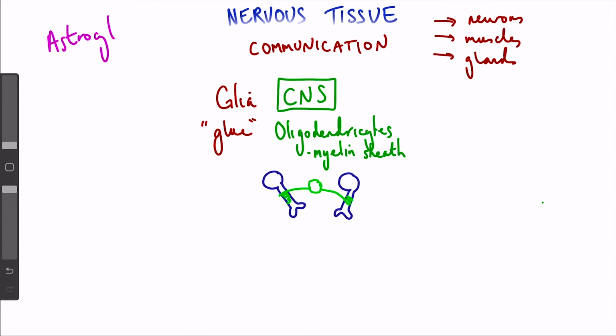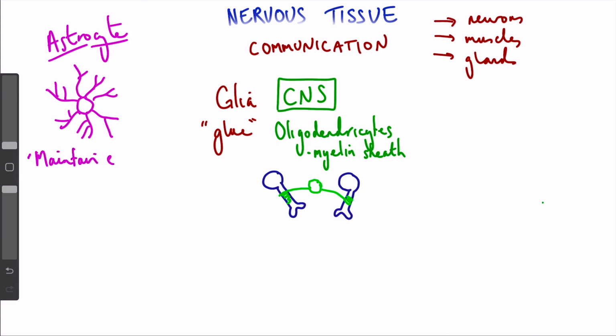Now, cyte we know means cell. Astro means star. These neurons actually look like stars. Now, I shouldn't say neurons, they're glia obviously, I apologize. These astrocytes, which are glia, they look like stars. And their whole purpose is to maintain the environment. Maintain the neuron's environment.